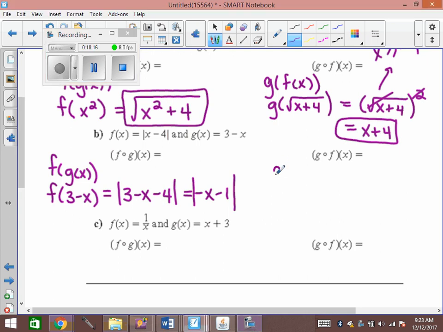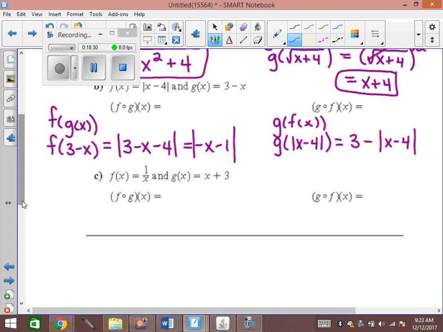So this one's going to be g of f of x. So g of the absolute value of x minus 4 equals 3 minus the absolute value of x minus 4. And this one's going to be f of g of x. So f of x plus 3. So it's going to be 1 over x plus 3.